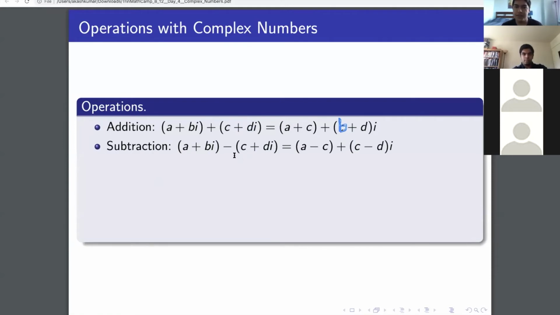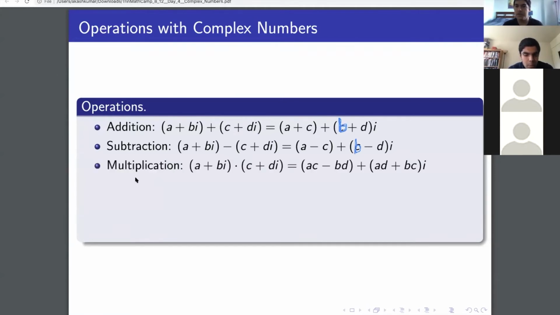Subtraction, it's really the same thing. And again, remember that the c is actually a b. So what you do is you take your real part, subtract the other real part, and then you take your imaginary part b and subtract your other imaginary part d. So you have a minus c plus b minus d times i.